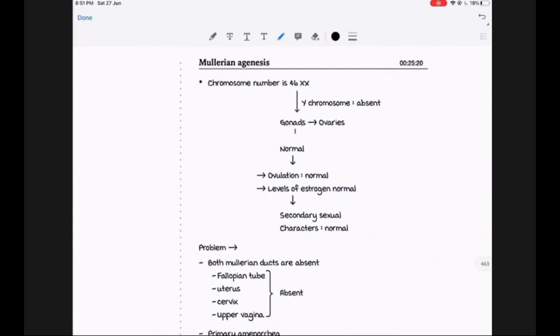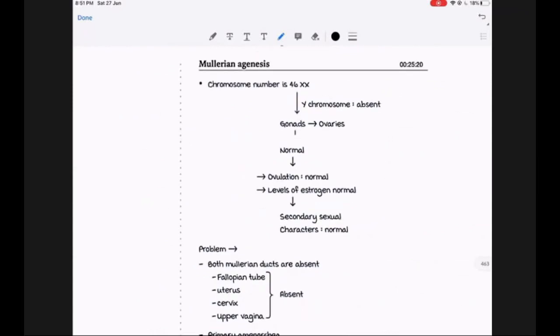What I told you, Mullerian agenesis, there can be a condition where your Mullerian duct is not at all formed. Now I'll ask you, can there be a condition where a part of your Mullerian duct is formed, and then will that lead to primary amenorrhea? Yes, right? Even if a part of it is formed, it can lead to primary amenorrhea.